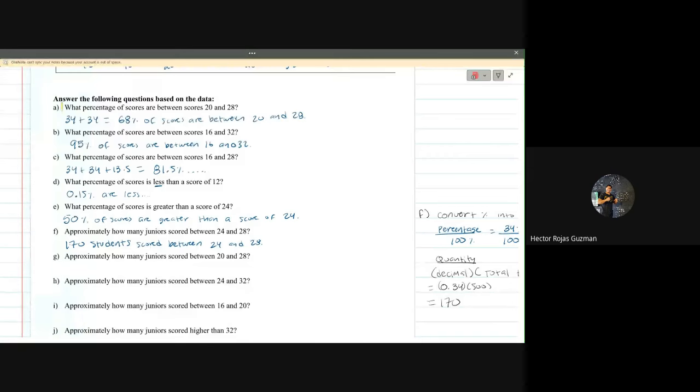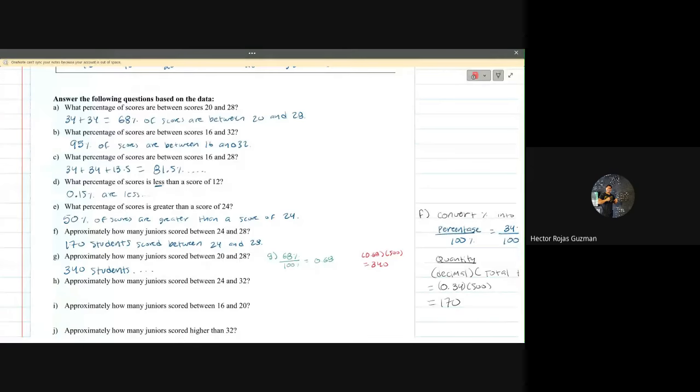Approximately how many juniors scored between a 20 and a 28? Luckily, we already have the percentage. In question A, we figured out that it was 68% of students. So let's do our conversions. 68% of students scored between a 20 and a 28. If I divide that by 100, that gives me 0.68. Now, how many students? We take our 0.68, multiply that by 500, and that gives me 340. So 340 students scored between a 20 and a 28. Finish the sentence.